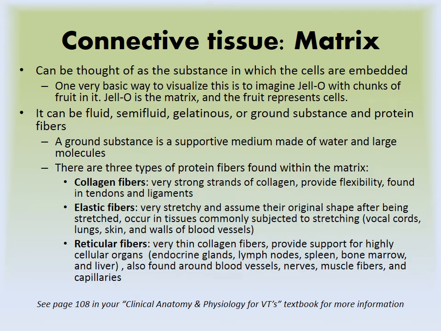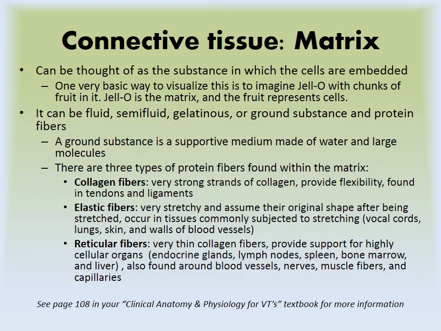So now that we've discussed the cells of the connective tissue, let's talk about the matrix, okay? So it can be thought of as a substance in which the cells are embedded, okay? So the cells basically are in the matrix. One very basic way to visualize this is to imagine jello with chunks of fruit in it, okay? So the jello is the matrix and the fruit represents the cells. So the cells are within the matrix. The fruit is within the jello, okay? So it can be fluid, semi-fluid, gelatinous, or ground substance and protein fibers, okay?